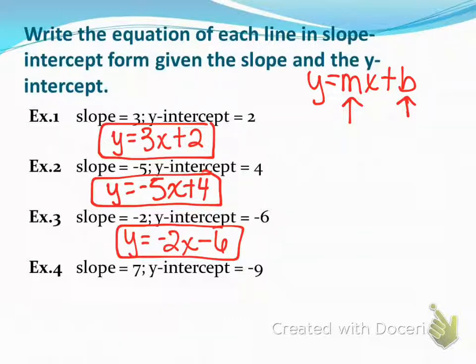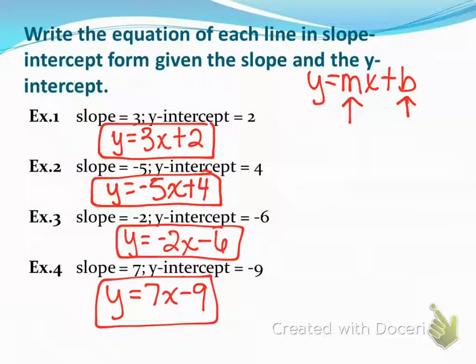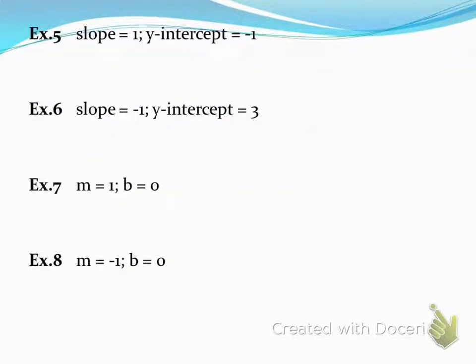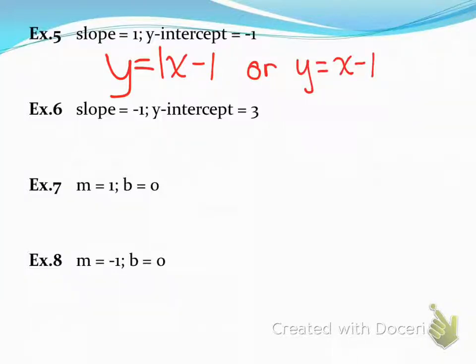Any new volunteers for number 4? Ryan? Y equals 7x minus 9. Very good. All right. Any takers for number 5? Keon? 1x minus 1. Do I need to put the 1 in front of the x? No. So if you were to write it as y equals x minus 1, that would also be okay. Either way is fine with me.